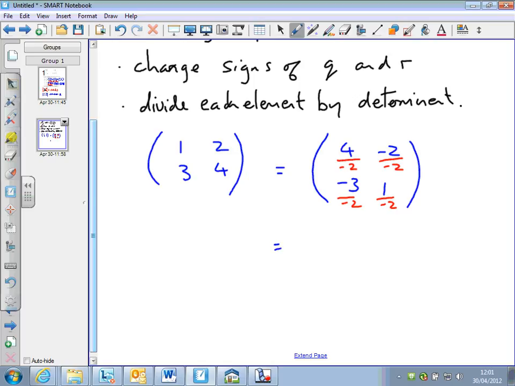4 divided by negative 2 is negative 2. Negative 2 divided by negative 2 is 1. And then this next one gives us 3 over 2, or 1.5, however you want to write it. And then 1 divided by minus 2 gives us negative 1/2. And that would be the inverse of that particular matrix.